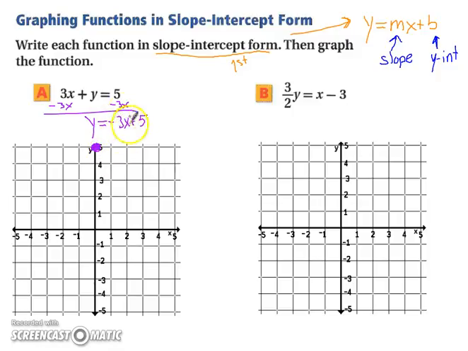And now we're going to use rise over run for our slope. A whole number can always be expressed as a fraction by putting it over 1. So now we have rise over run. We're going to go down 3, 1, 2, 3, and to the right 1. Down 3 and to the right 1. And then draw a line.